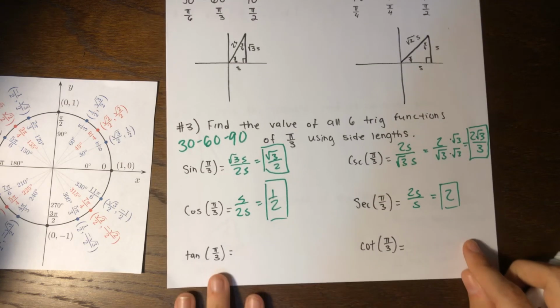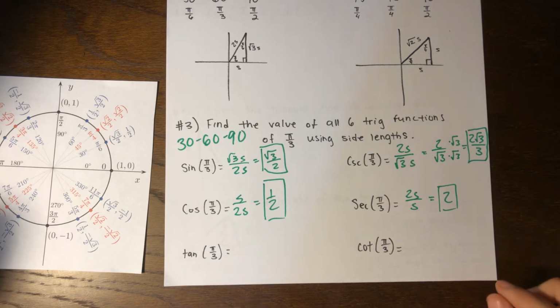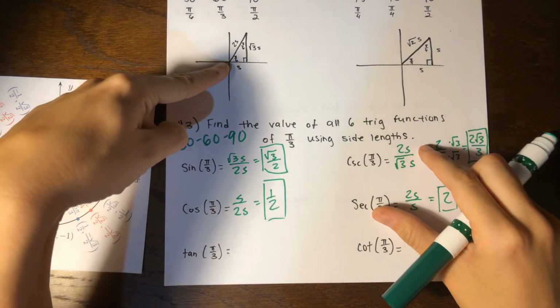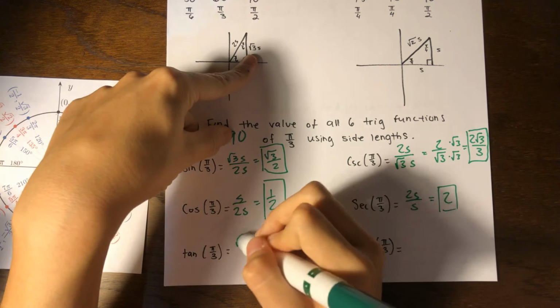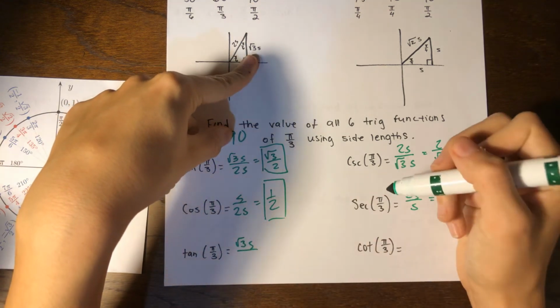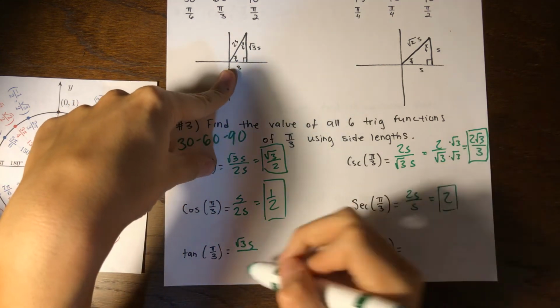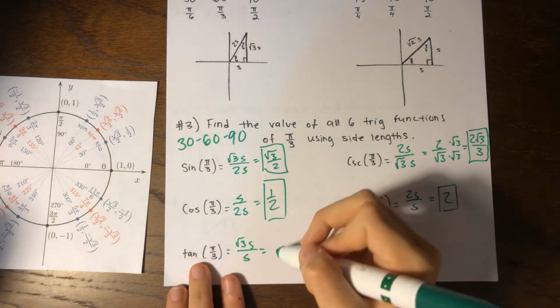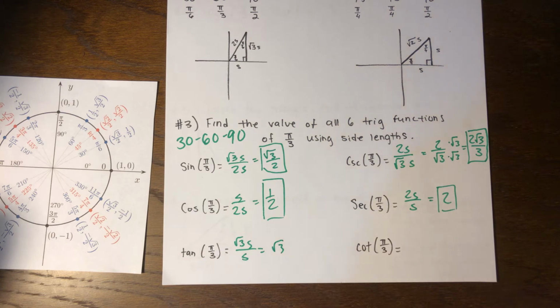Tangent and cotangent, our last two. So tangent, remember, is what? It'd be opposite over adjacent. Okay, so our opposite, since we're dealing with this one, is the square root of 3s over my adjacent, which is s. What do they have in common? S's. So the s's cancel out and I'm left with the square root of 3.